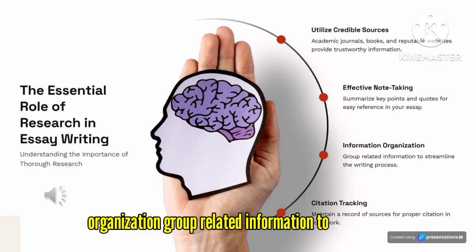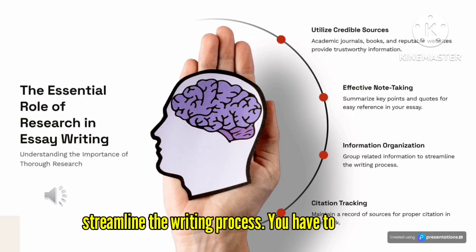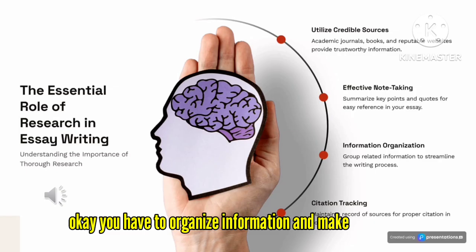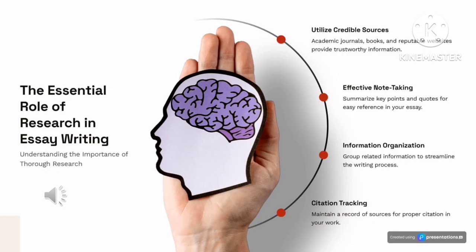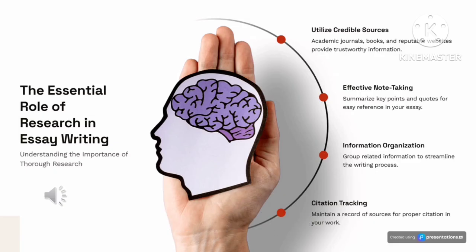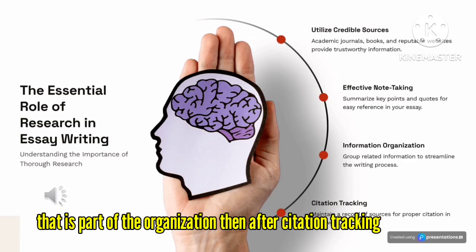Information organization. Group related information to streamline the writing process. You have to organize information. That means, okay, you have to organize information and make them in a way of writing. Okay, that is part of this information organization.